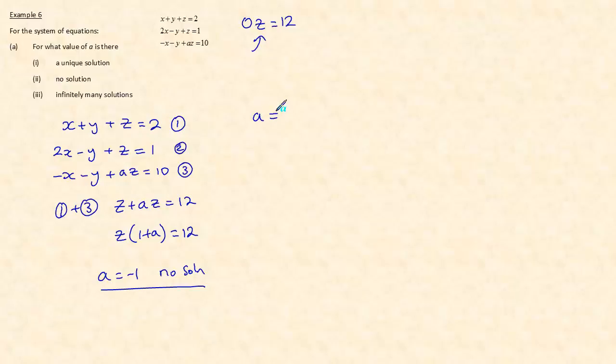If a is not equal to negative 1, then we'll have some number of z's equals 12, and that means that we can find z. z would be equal to 12 over whatever that number is. And that means we can substitute back and we can find y and we can find x. So if a is not equal to negative 1, we'll get a unique solution.